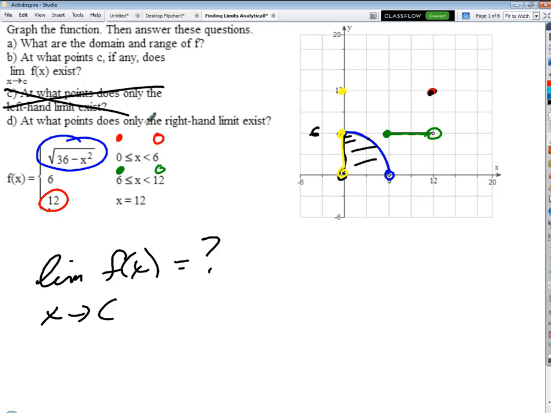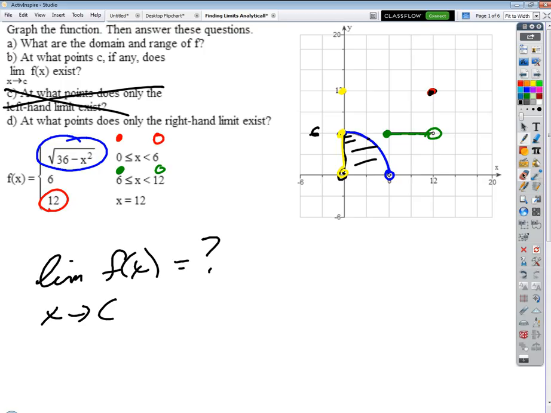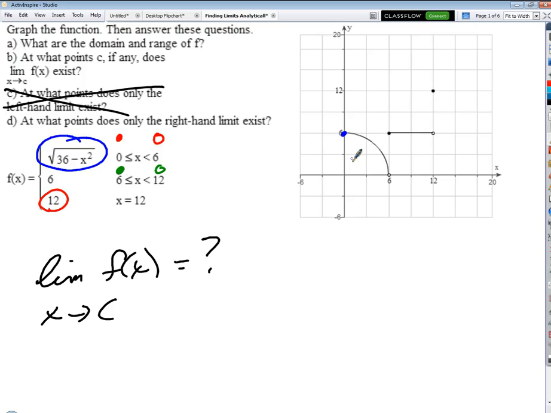At what point c, if any, does the limit exist? Let's walk along this graph and find all those places. Here's our trip. There's our ant, starting right there. First of all, does the limit exist at that point? No. Now this is a really tricky one. Think about our definition of a limit.